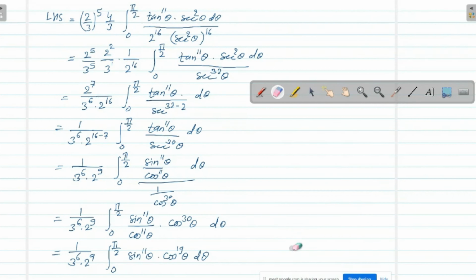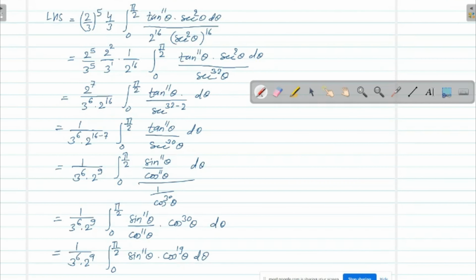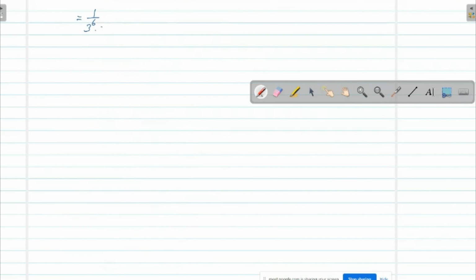Then what? Just apply properties of beta and gamma function. So this equals... what is the right hand side, left hand side? 1 upon 3 raised to 6 into how much? 2 raised to 9 into 2 raised to 9, and this is what?